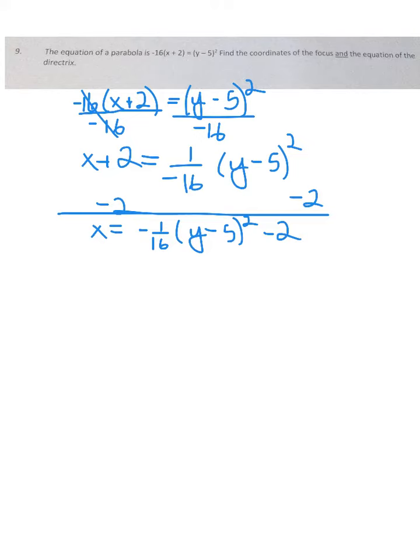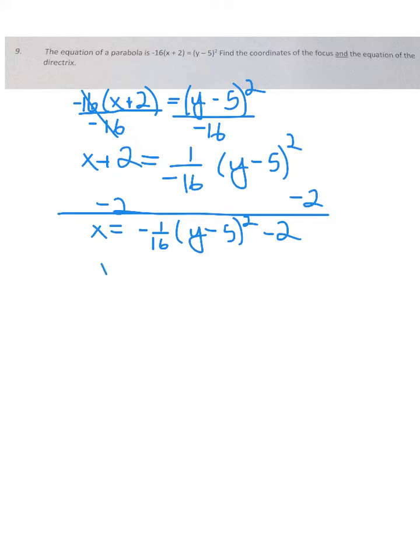The next thing we need to look at is our vertex. So our vertex is going to be represented using this -5 and this -2. Now remember, this -5 corresponds to the y value. So this is the x value. All right, so let me talk about that a little bit more.